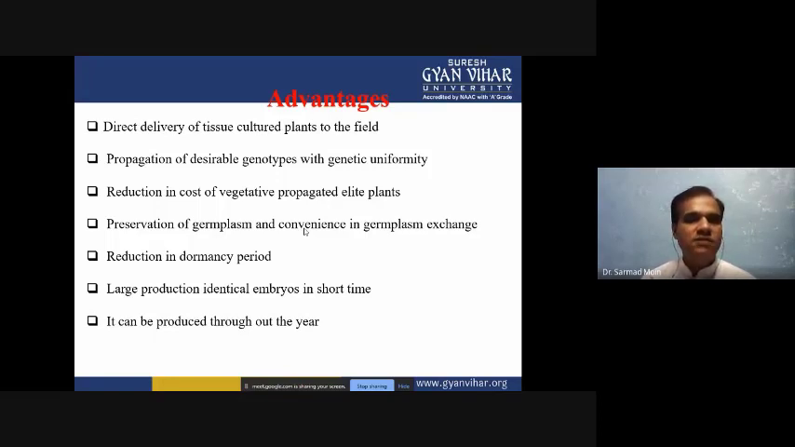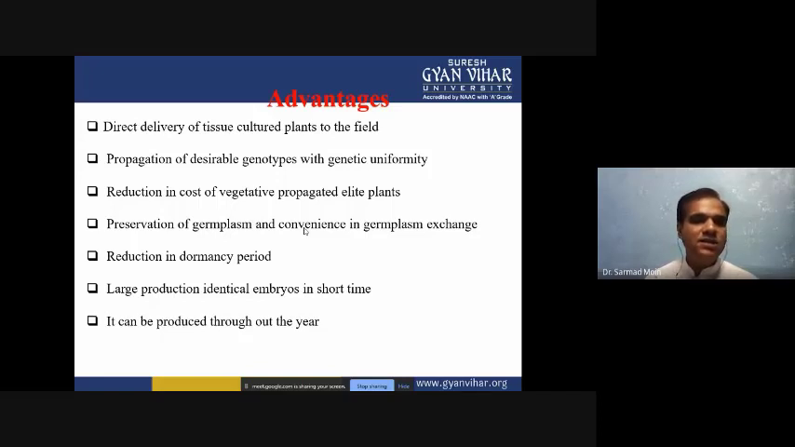Then, propagation of desirable genotype with genetic uniformity we can produce. We know that somatic embryos are the clones of single cells, and this single cell can produce a large number of embryos, and these encapsulated embryos have the same genotype and genetic uniformity. That's why when we grow plants from the synthetic seeds, these plants have uniform genetic types, and if you want to perform an experiment, you can easily perform it on the same type of genotype material.